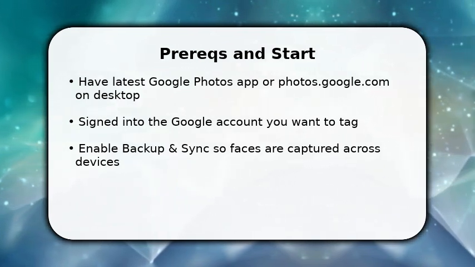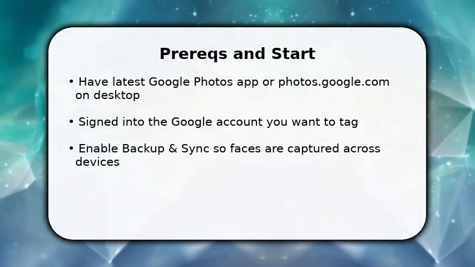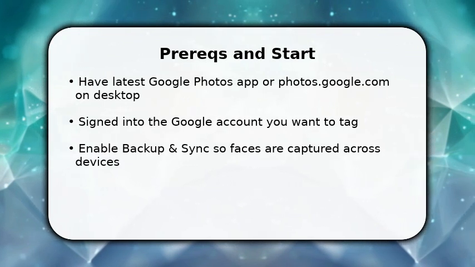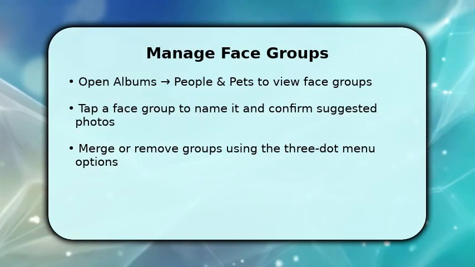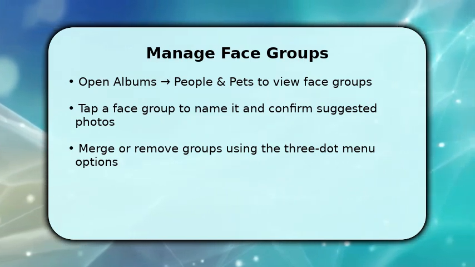This first step seeds the system with images. It's necessary so Google can analyze and cluster faces automatically as new photos arrive. Once face grouping runs, go to Albums and open People and Pets to see detected clusters.